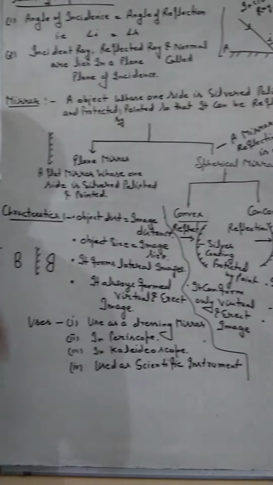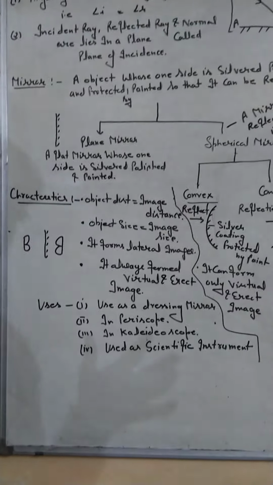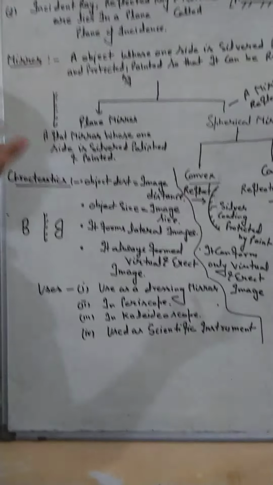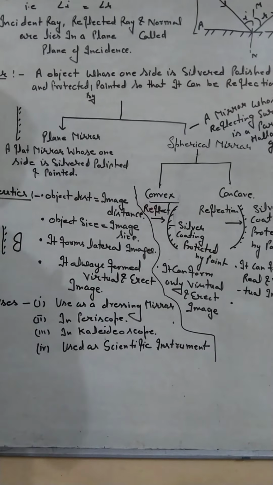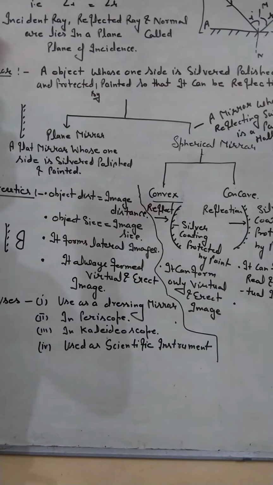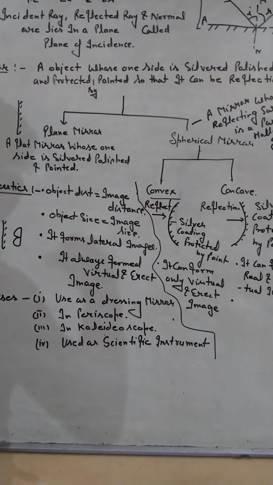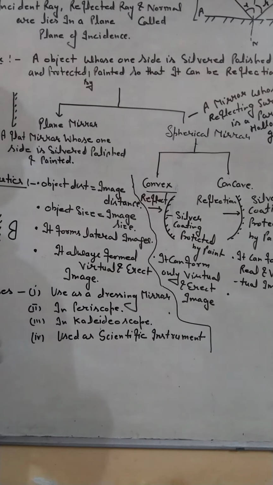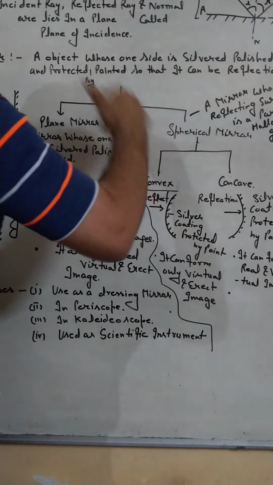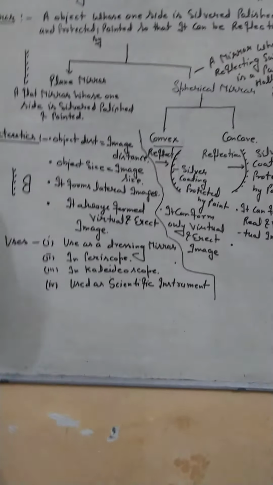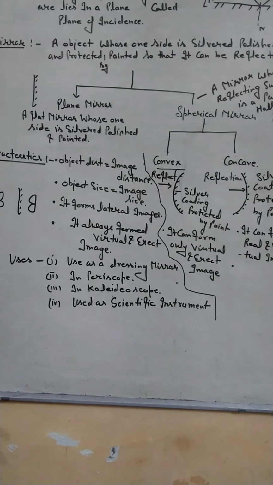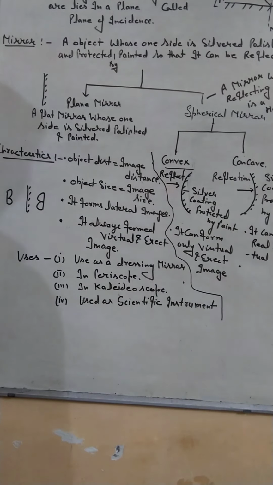Now next, what is a mirror? Actually a mirror is an object whose one side is silver polished, and on the silver polished surface a protective layer of paint is also provided so that the reflection can be made 100%. Such an object is called a mirror.